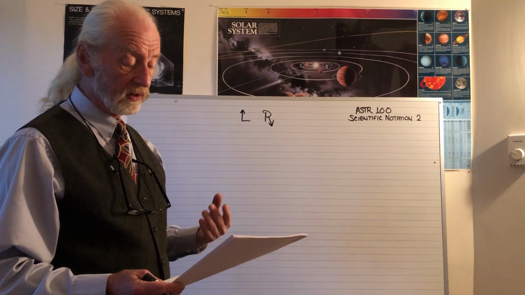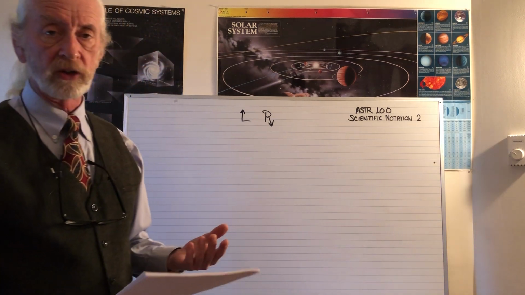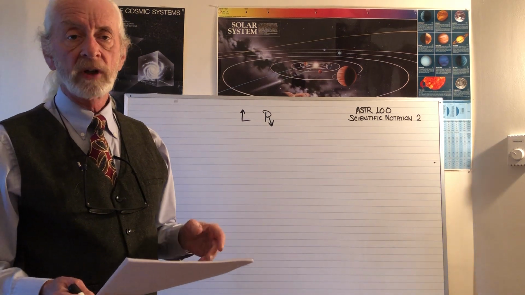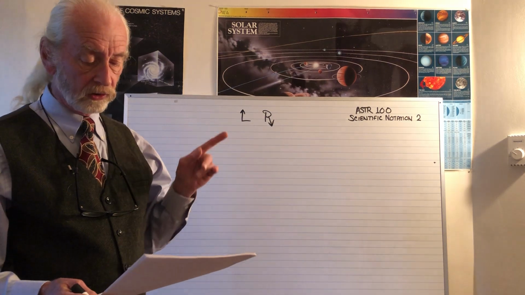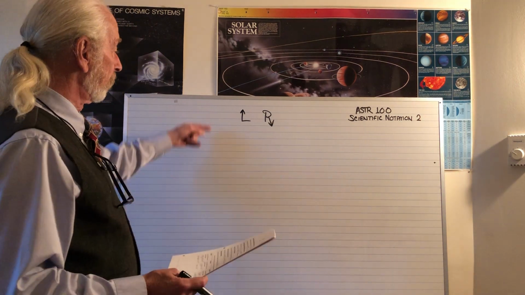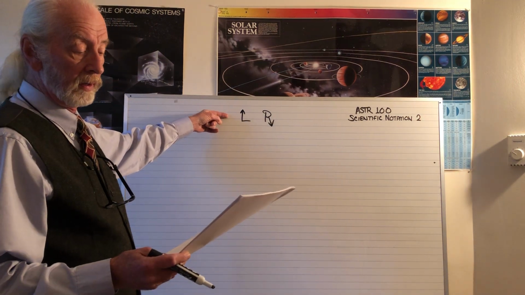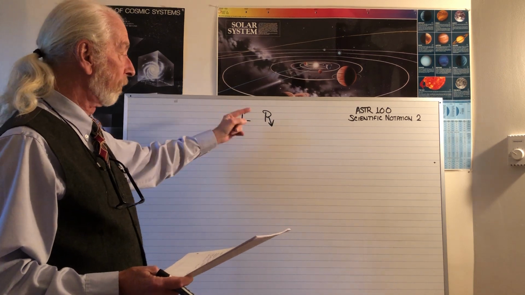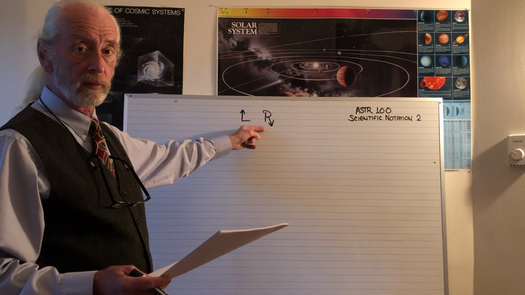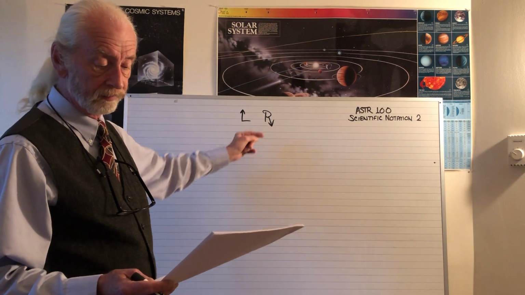Converting numbers in scientific notation back to standard notation. In this case, you're going to probably manipulate the exponents first. So again, if the exponent moves up, then the decimal point is going to move left. If the exponent moves down, then the decimal point is going to move to the right.